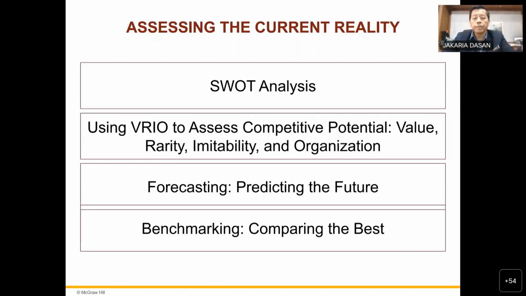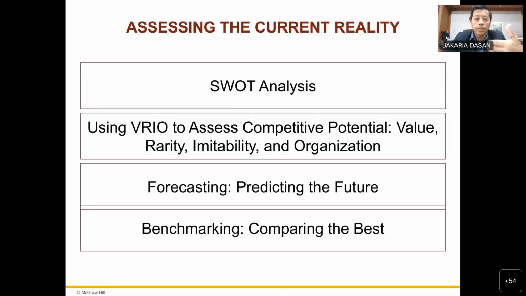VRIO. VRIO means V, valuable. The product is so important that people want to have it. R means rare, cannot be found everywhere. Only a few offer it, and one of them is you, a rare product. I, inimitable, means difficult to be duplicated.